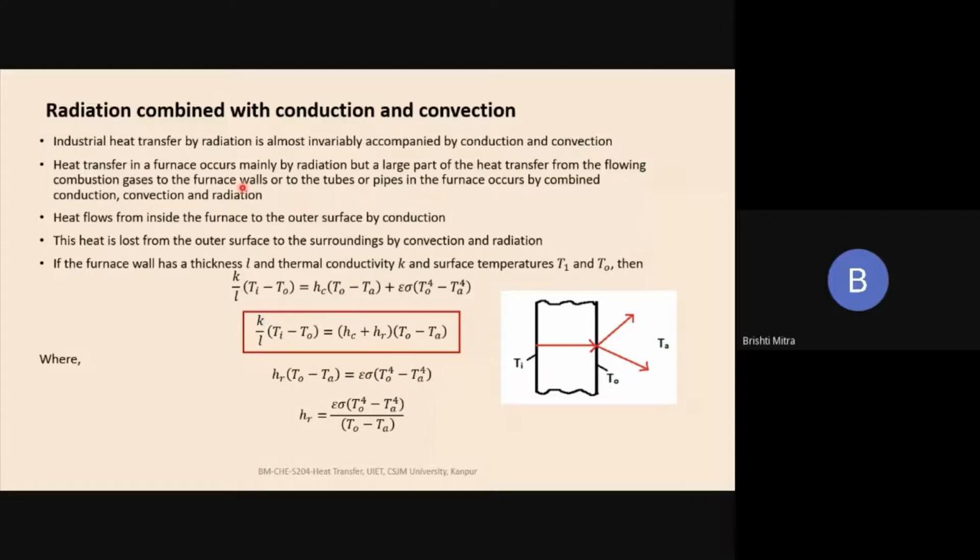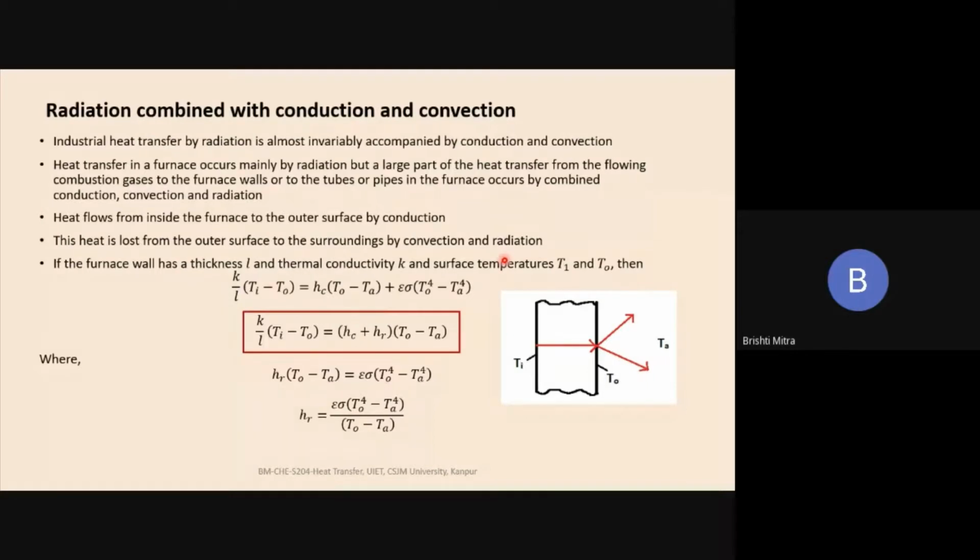So heat transfer in a furnace occurs mainly by radiation, but a large part of the heat transfer from the flowing combustion gases to the furnace walls or to the tubes or pipes in the furnace occurs by combined conduction, convection, and radiation. There's a combination of this. Heat flows from inside the furnace to the outer surface by conduction. Heat is lost from the outer surface to the surroundings by convection and radiation.